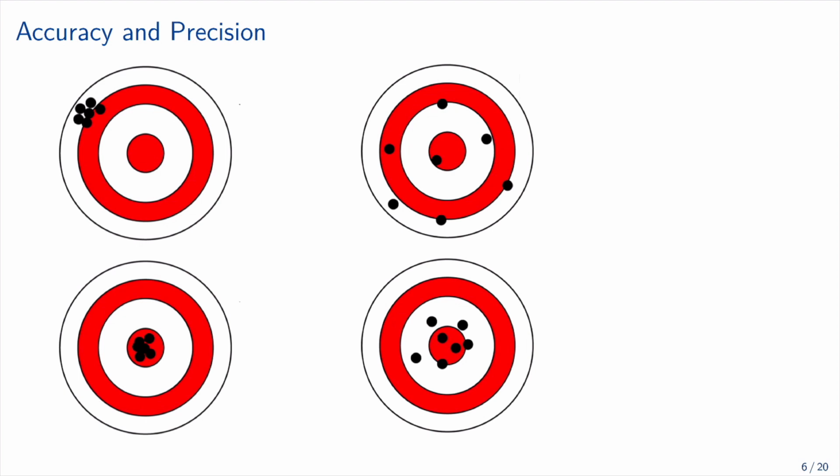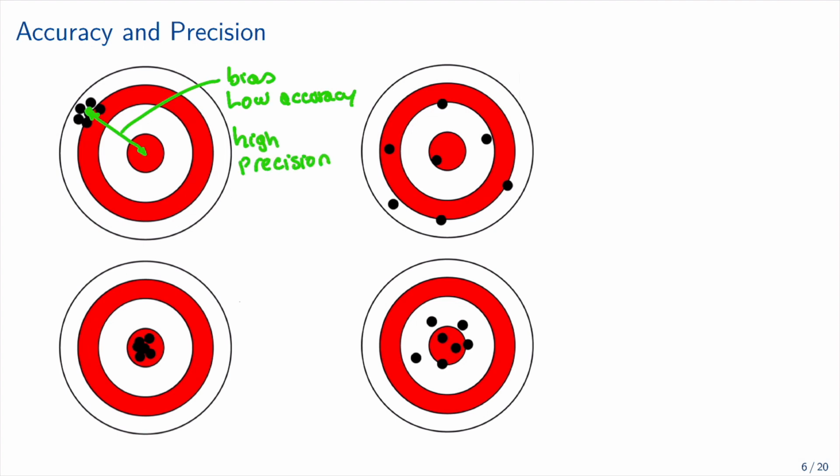This is another example of accuracy and precision. The true value is represented by the center of the target. In the first case, we can observe that the mean of the points is located at some distance from the center, so this represents the bias. In this case the bias is large, so it has low accuracy. However, we can observe that the points are close together, so we also have a high precision.